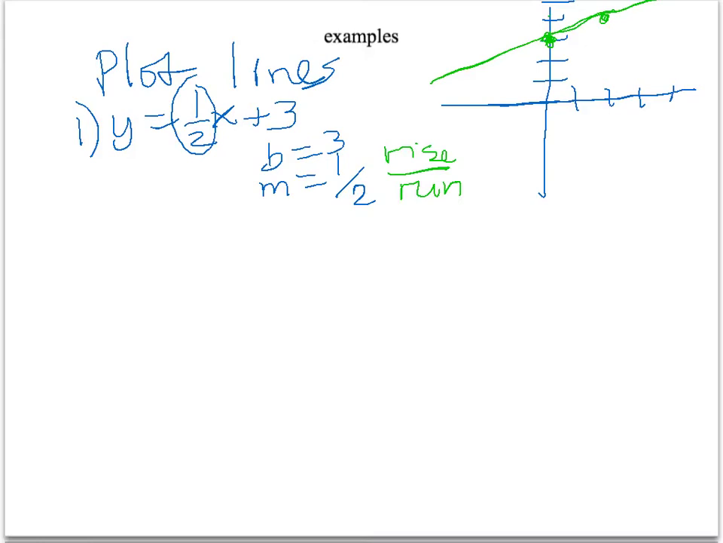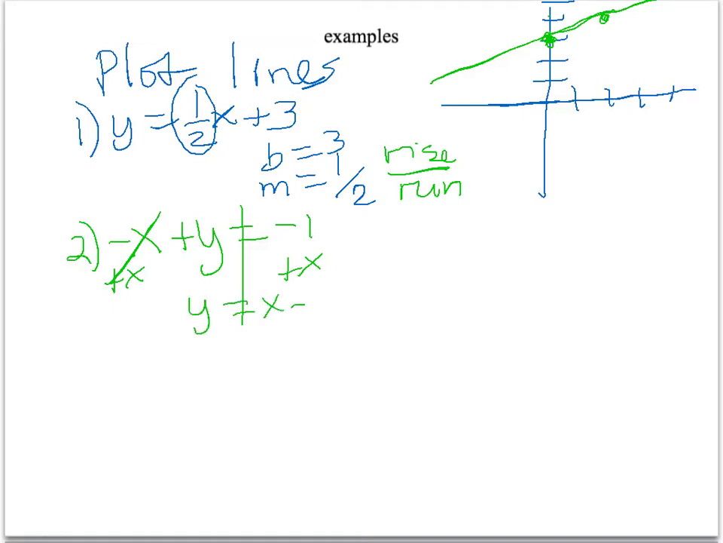What if I had negative x plus y equals negative 1. Well, is y by itself? No, it's not. So let's get it by itself. And I'm going to do that by adding x to both sides.